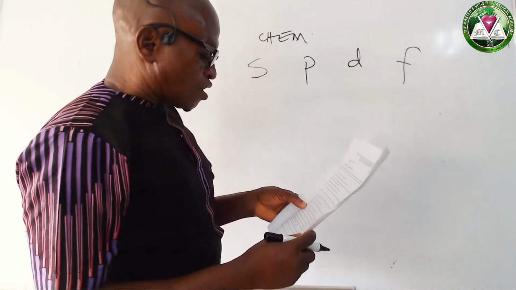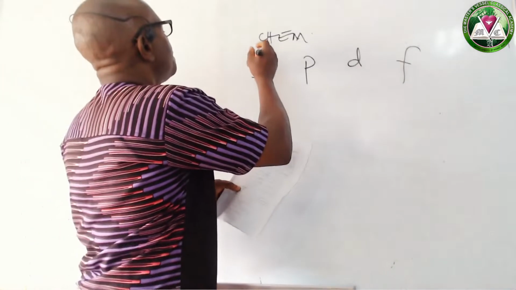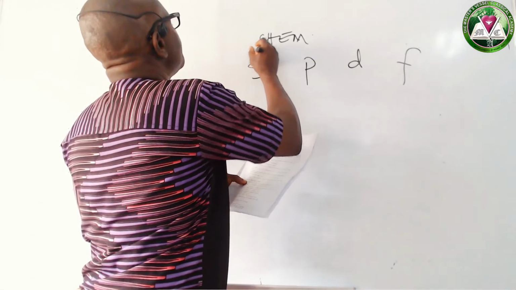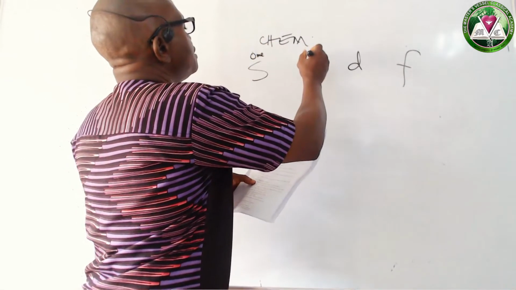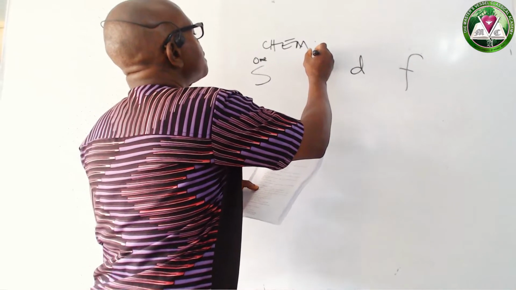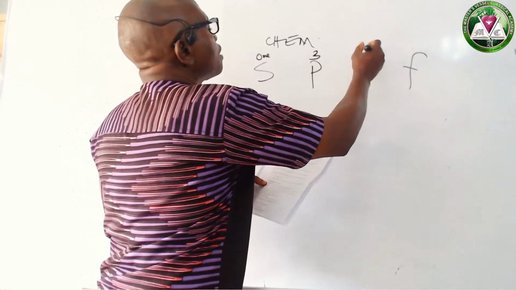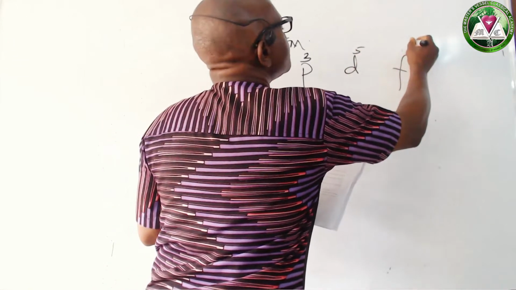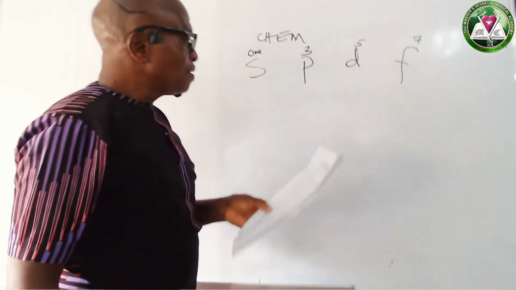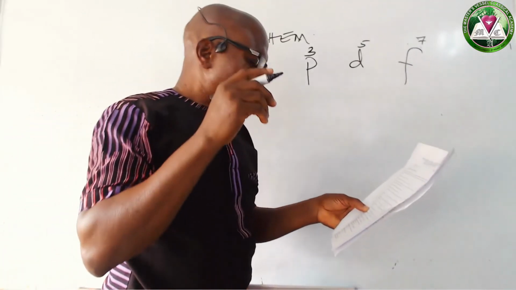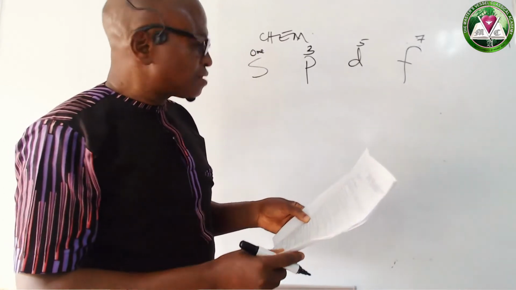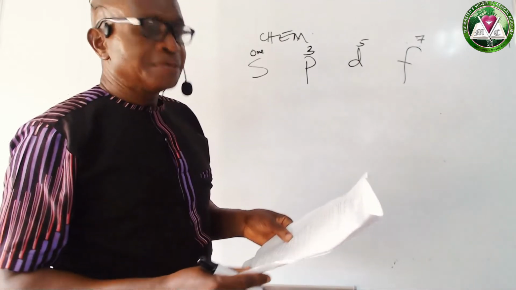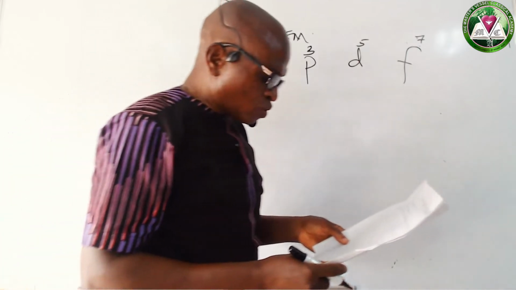The S subshell contains one orbital. P contains 3. D contains 5. F contains 7. Therefore, the answer here is 5 orbitals. The D subshell contains 5 orbitals. That is the answer. We're not going to waste so much time.